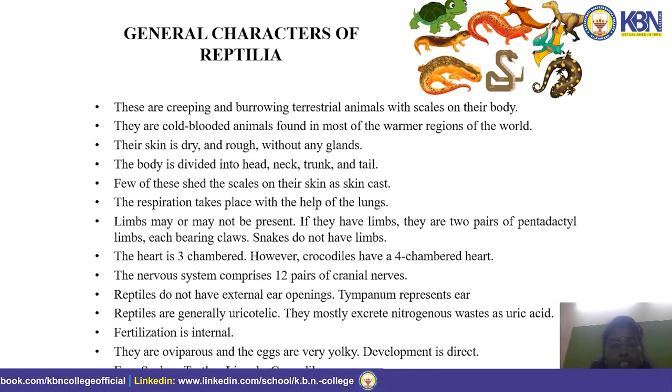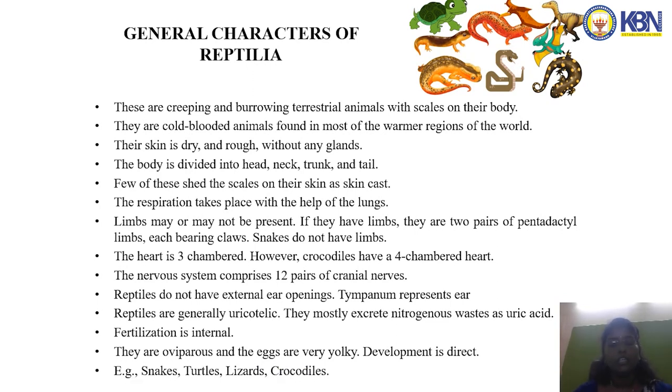The body is divided into head, neck, trunk, and tail. Few of these shed the scales on their skin as a skin cast. The respiration takes place with the help of the lungs. Limbs may or may not be present. If they have limbs, they are two pairs of pentadactyl limbs, each bearing claws. Snakes do not have limbs.